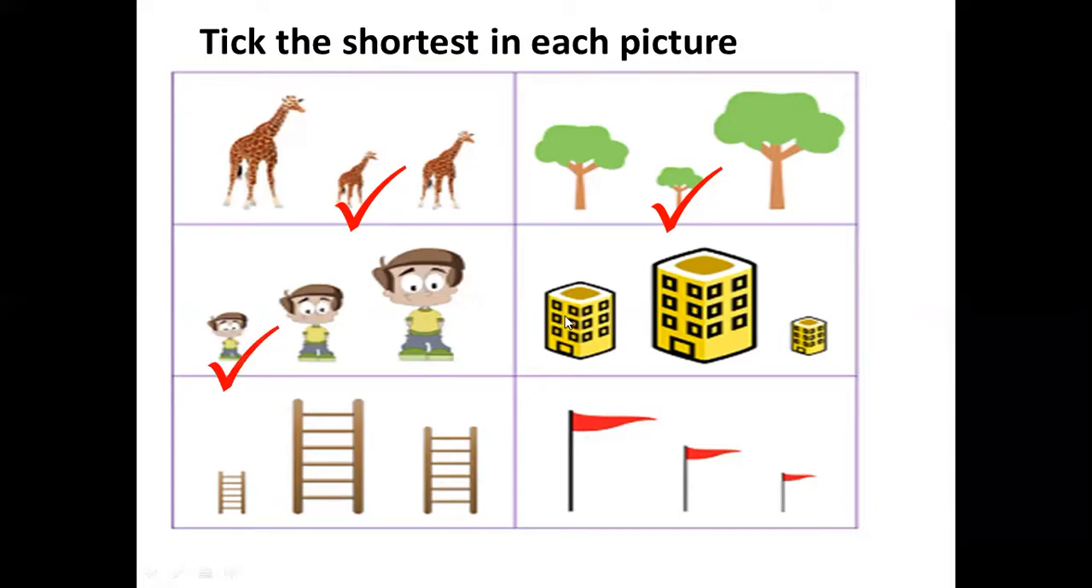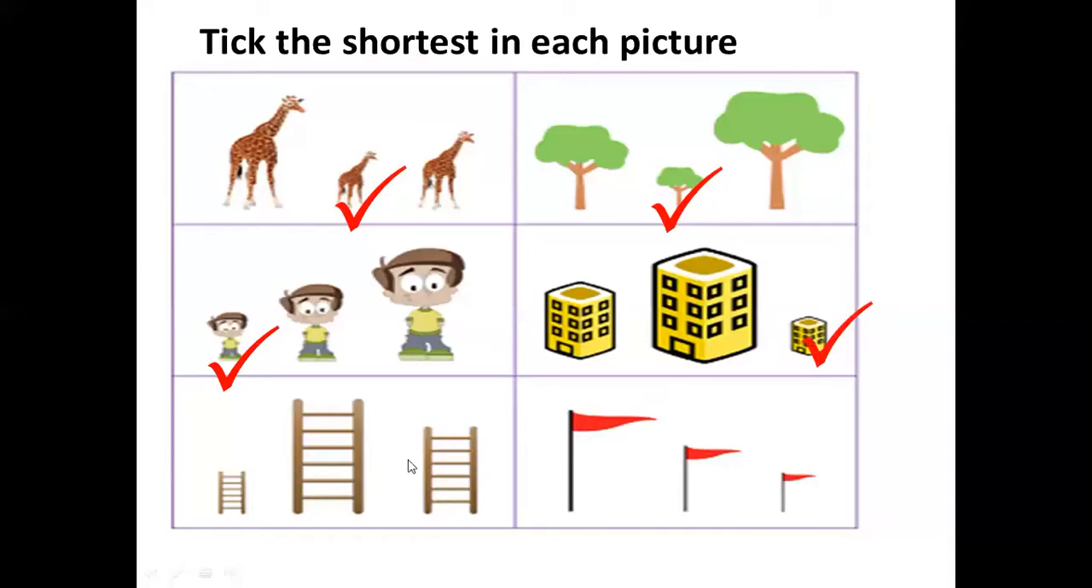Now look here. There are pictures of three buildings. The first one is shorter than the second one, and the second one is taller than the last one. Now check out which one is the tallest, this one or this one or this one. The tallest one is the last one.